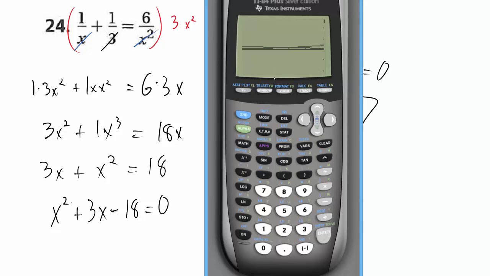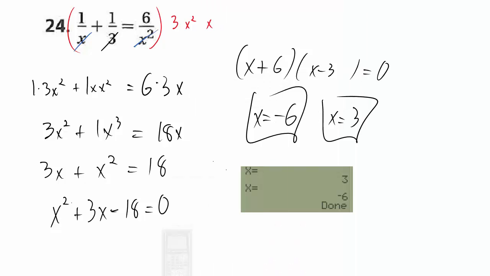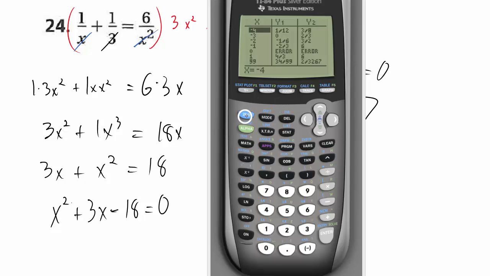But I can do second calc, intersect, hit enter 3 times, and you can get the negative 6. The x values are what's important as the solutions. So you can solve these graphically. It's the most time-consuming method I find, and it's the least clear method, but it can be done if you don't want to do it algebraically.